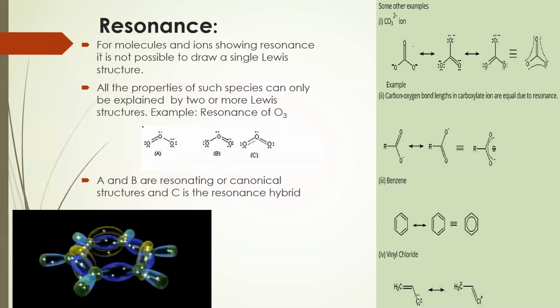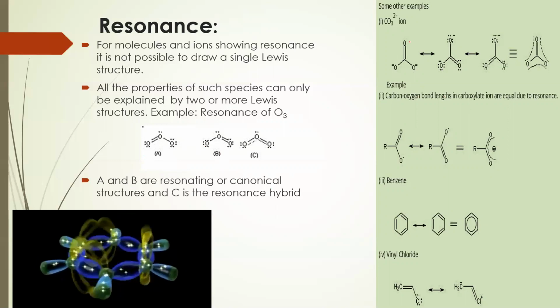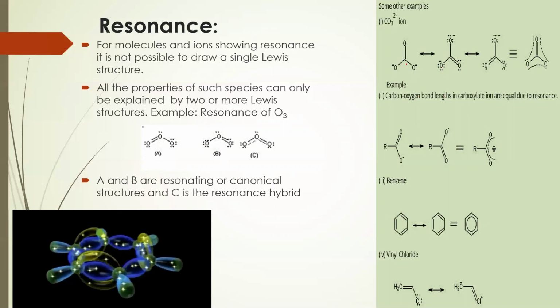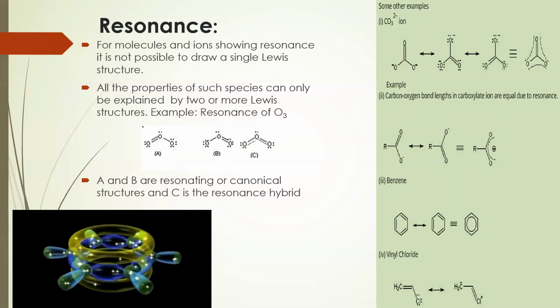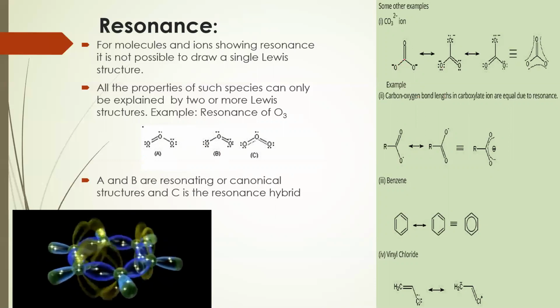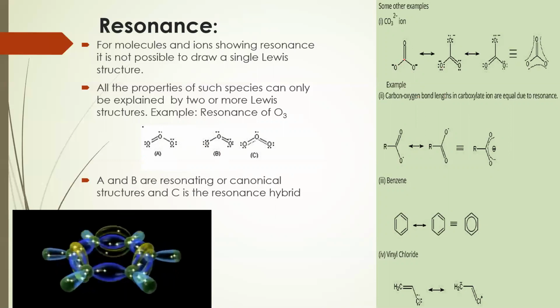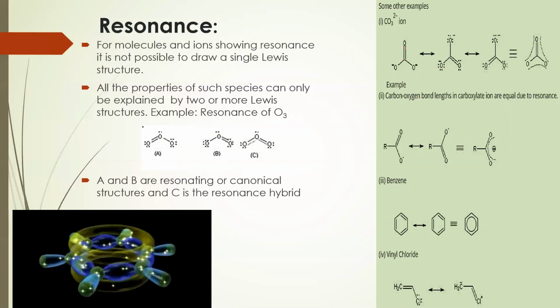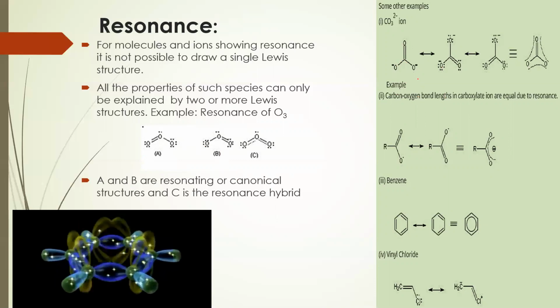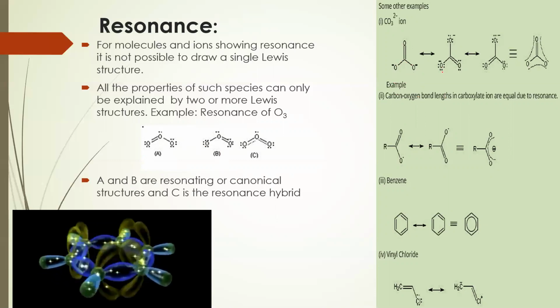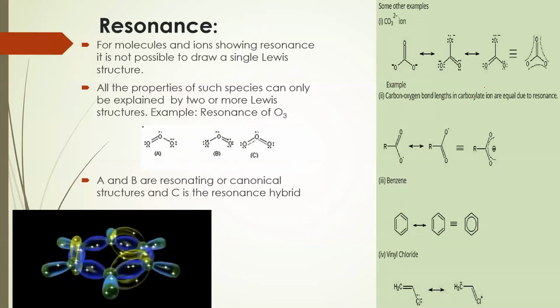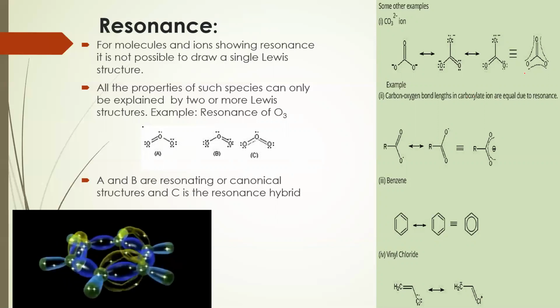I have quoted more examples here. For example, the carbonate ion, CO3 2 minus. You can see the central atom is carbon, with a double bond to one O and single bonds to the others. They also have alternate bonds, so this pi bond can be shifted and we can have a resonance structure.